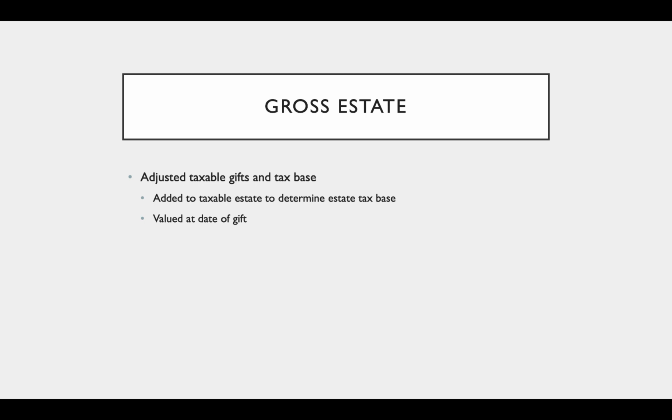Adjusted taxable gifts and the tax base are going to be combined. So the adjusted taxable gifts are going to be added to the taxable estate to determine the estate tax base. But the value of those gifts is going to be valued at the date of the gift, not the date of death. And then we calculate the tentative tax on that estate tax base. We use the unified rates, which we've just gone over. And remember, the rates are progressive. So the higher my estate, the more I've given away, the higher the rates.